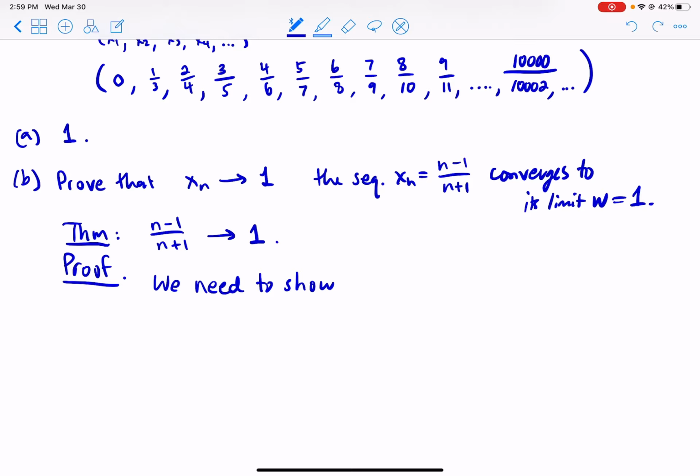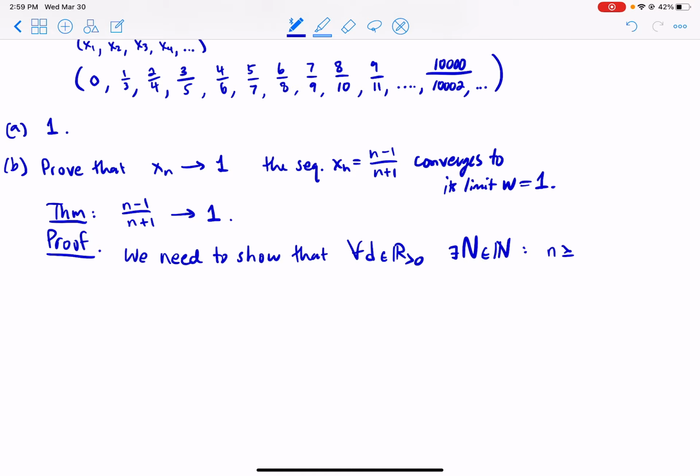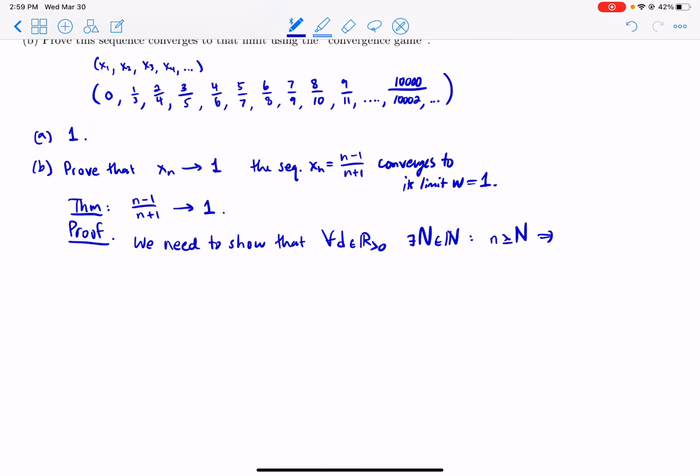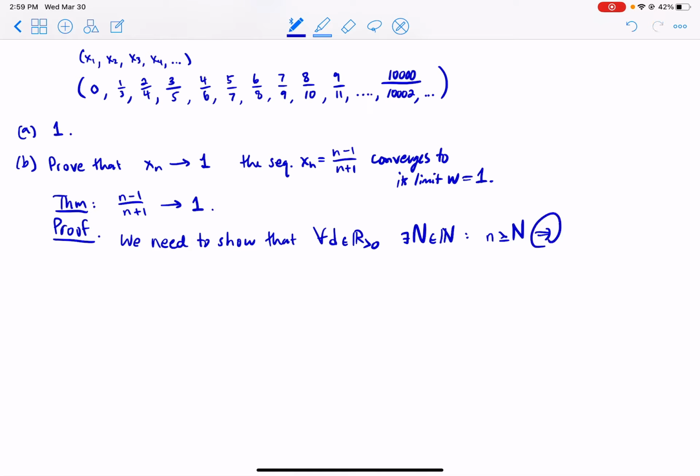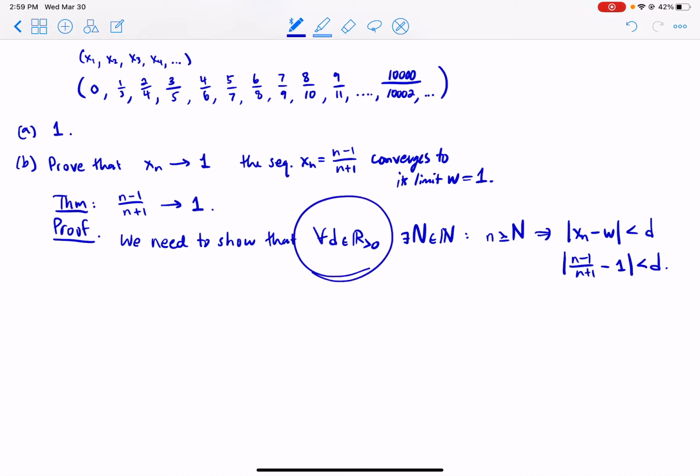So in the proof, we first have to explain to the reader what we need to show. We need to show that for all d, there exists a cutoff index N, such that for all indices n past the cutoff, n greater than N implies that the absolute value of x sub n minus w is less than d. In this particular case, that just means the absolute value of n minus 1 over n plus 1 minus 1 is less than d.